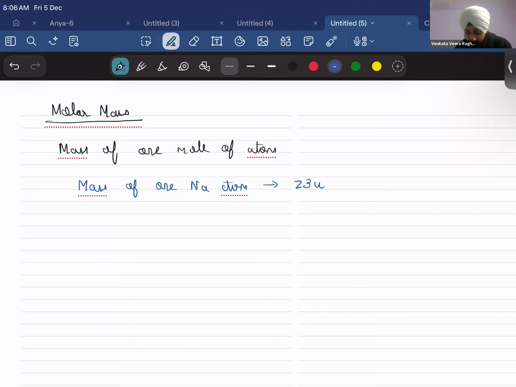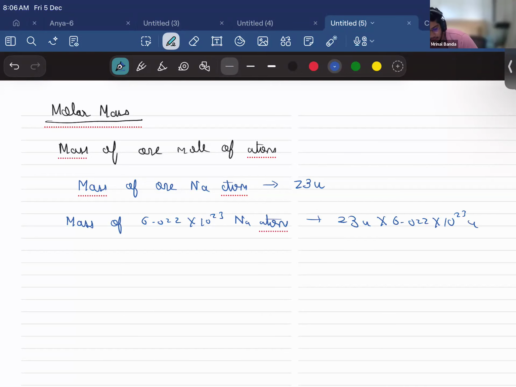No, it's fine. So the mass of one sodium atom is 23 U, right? And if I want to find out the mass of one mole of sodium atoms, what do I have to do? I have to multiply this value by 6.022 into 10 to the power 23, isn't it? If in one mole these many particles are there, then the mass of these many sodium atoms is 23 U into 6.022 into 10 to the power 23. Do you agree with me?